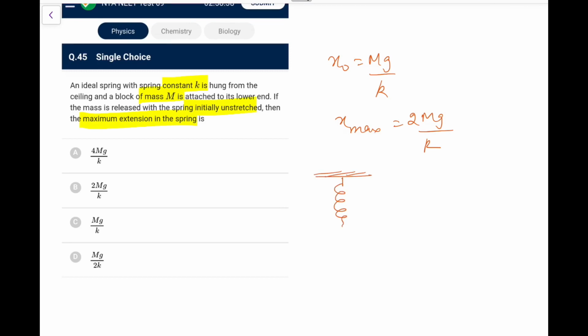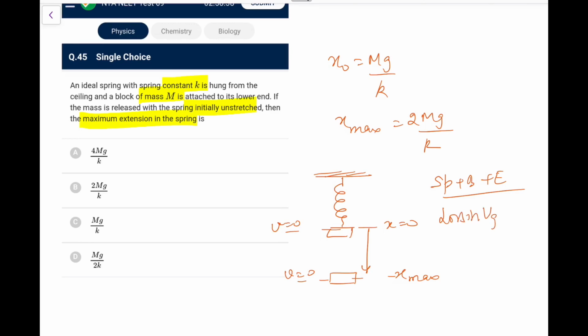Let's say this was the initial position, spring was in its natural length and the speed is 0 here. So at the maximum elongation, again the speed will become 0, let it be x max. So going from here to here, taking the system as spring plus block plus earth, kinetic energy change is 0, so loss in gravitational energy is gain in spring energy. So loss would be mg x max and it would be half k x max square. From here you will get that x max equal to 2mg by k.